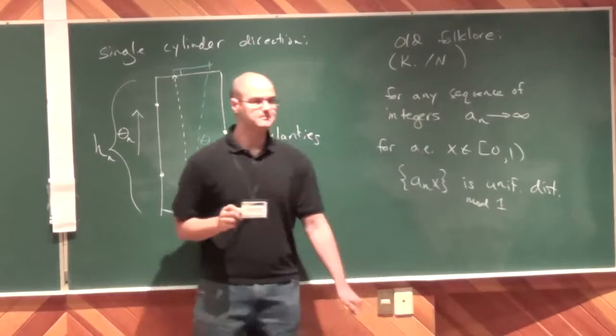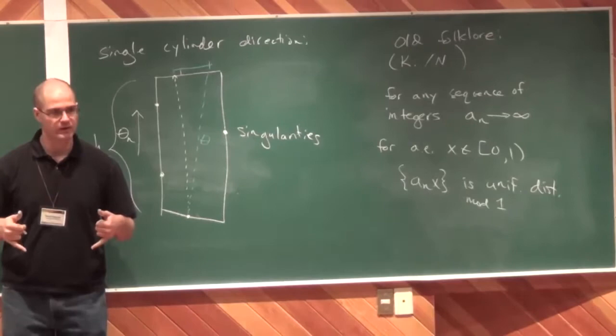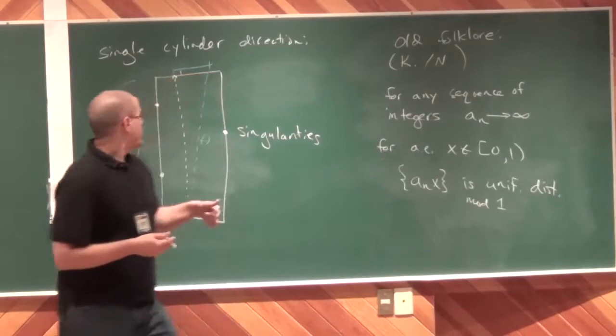So think now about the fact that we have a square-tiled surface, so the individual squares are like unit tori. And what we do now is we put our random cuts on, and I can project the x-coordinate of, say, the starting location of that cut. Now I have a sequence of single-cylinder directions converging to theta.